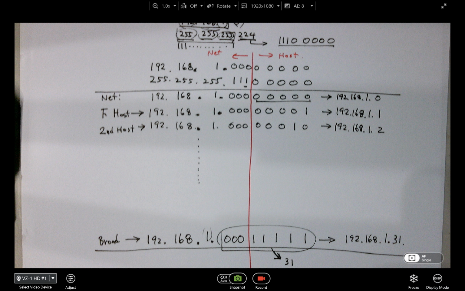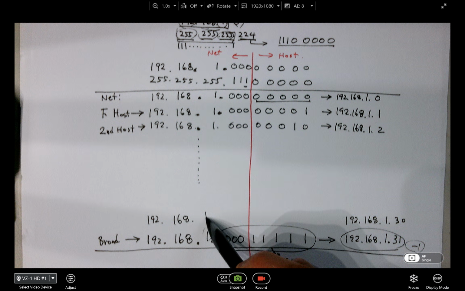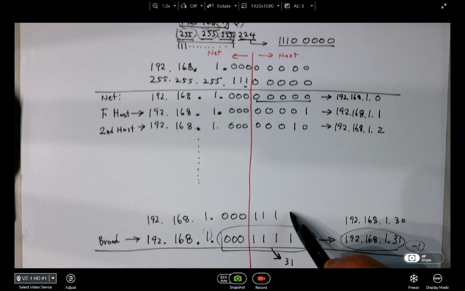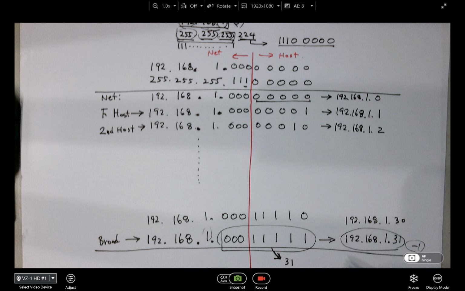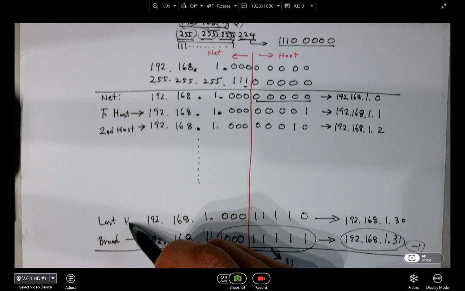Now, what is the last usable host IP address? Last usable host IP address is what? Broadcast address minus 1. So you can see 192.168.1.30, but let's just write it down anyway. 192.168.1.00011110. So that's the last usable host IP address.